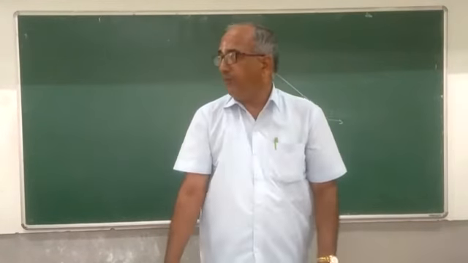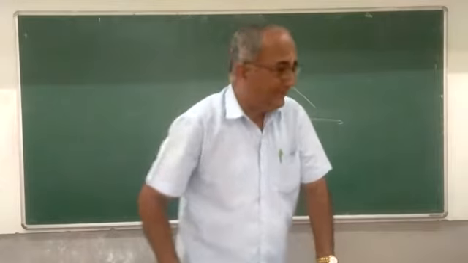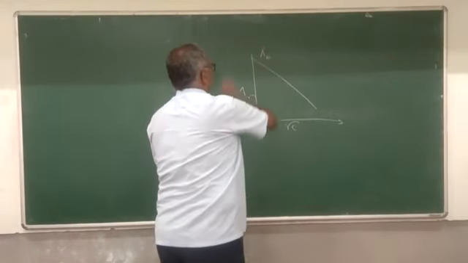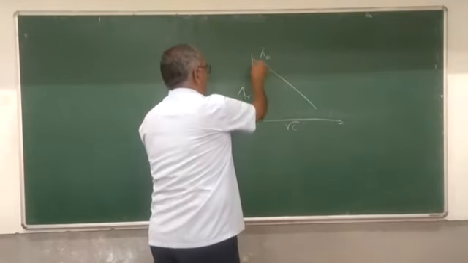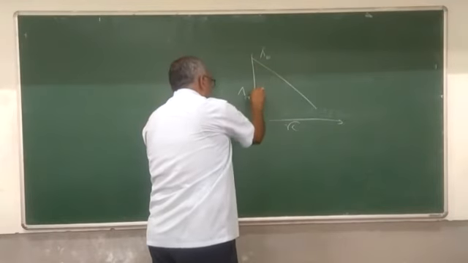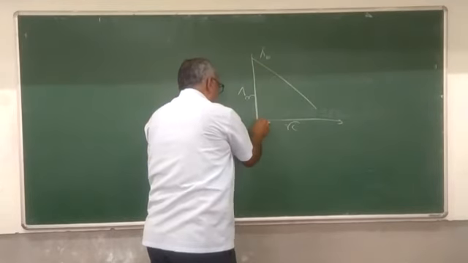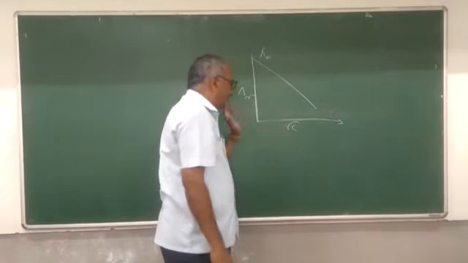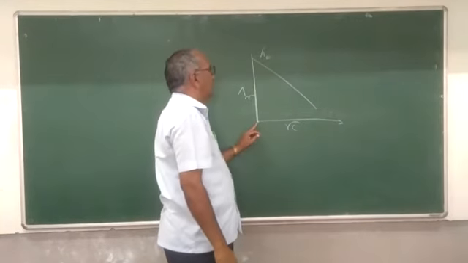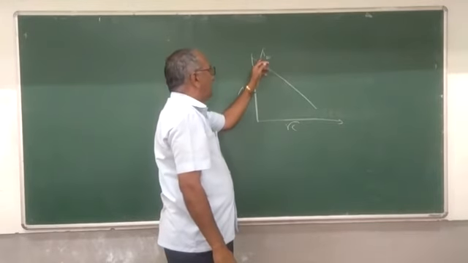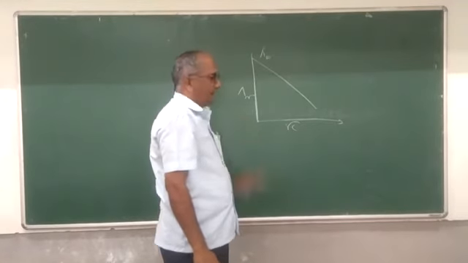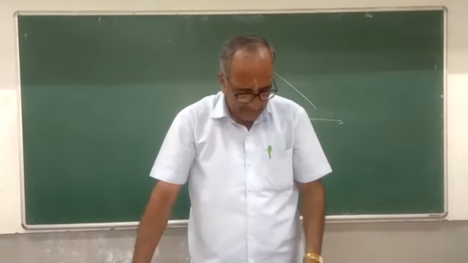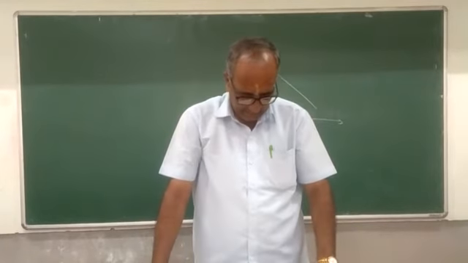This may be denoted as mu infinity naught. Naught represents zero concentration, meaning complete dilution. The concentration of the solution is zero. That is called mu infinity naught. This zero indicates the zero concentration.